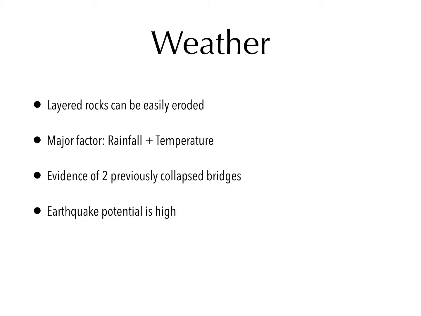As for the weather aspect of it, layered rocks can easily be eroded. We talked about cross-bedding in an earlier slide. Basically, those are the layered rocks that are more easily eroded than others. A major factor that can be played in weather is definitely the rainfall and the temperature. There is also evidence of 2 previously collapsed bridges at the monument, and earthquake potential is so high here.